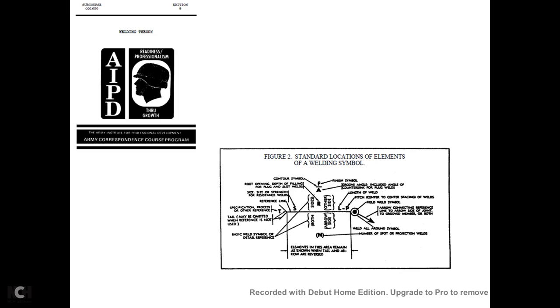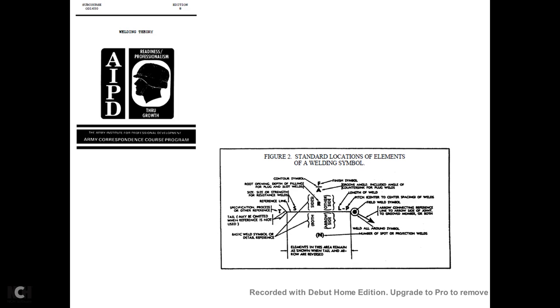The field weld is at the point where the arrow meets the reference line. The center-to-center spacing is marked with a P, the length of the weld with an L. The groove angle is the included angle. The countersink of the plug welds is marked with an A, with the finish symbol placed over a contour symbol. The right is the root opening and the depth of filling of the plug and slot welds. The weld is in the middle.